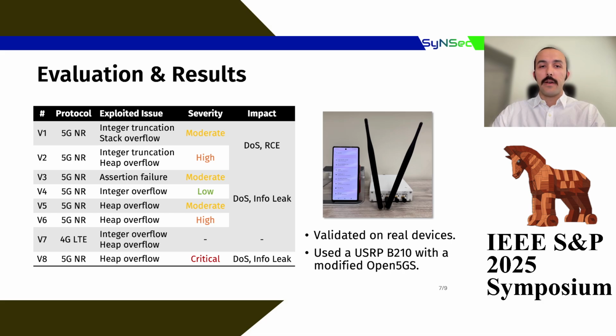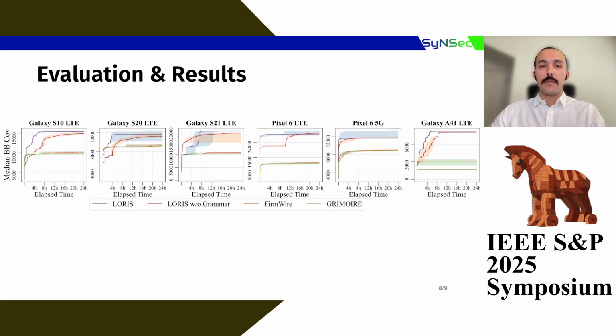air to real devices. In every case, the baseband crashed immediately, which was confirmed through logs and the disappearance of signal bars. While some bugs cause denial of service, others can escalate to remote code execution or data leaks when chained with other exploits. And we evaluated LORIS across 5 different commercial devices from 2 major vendors.